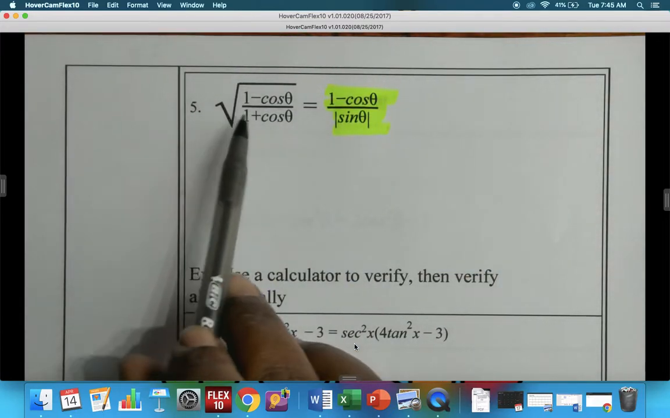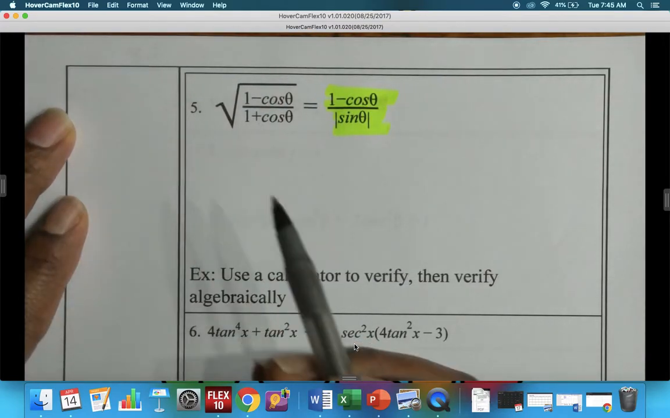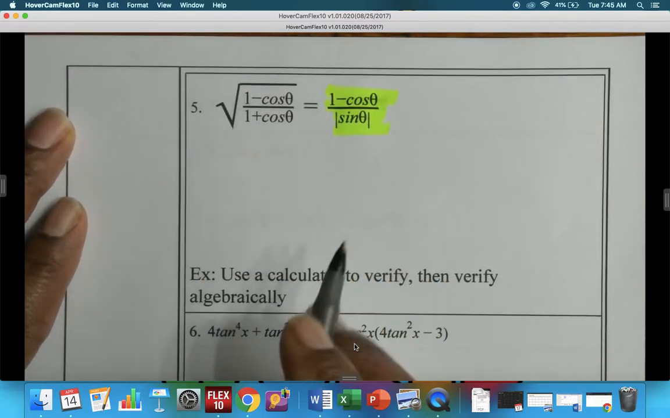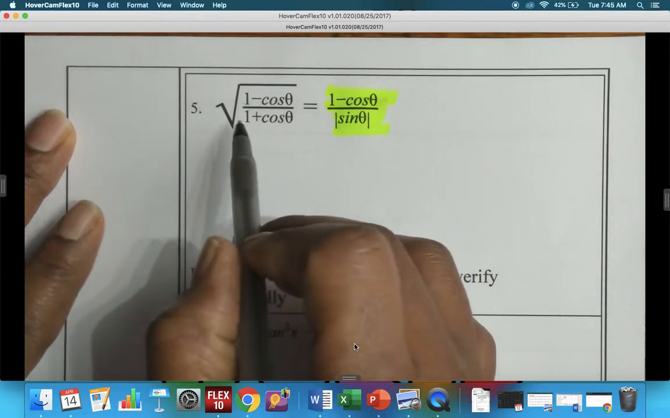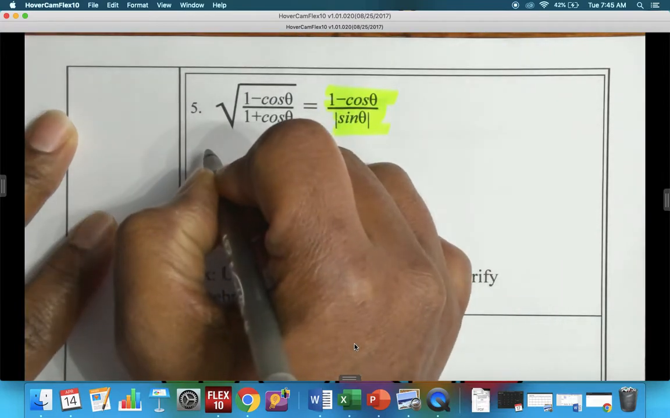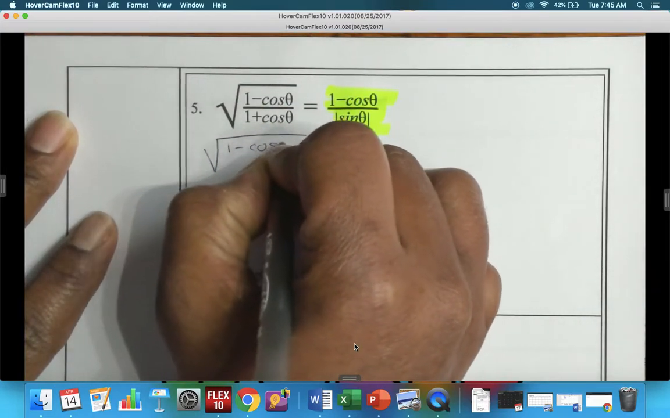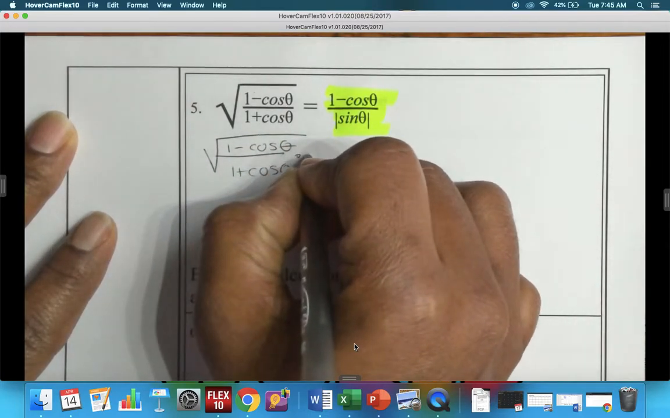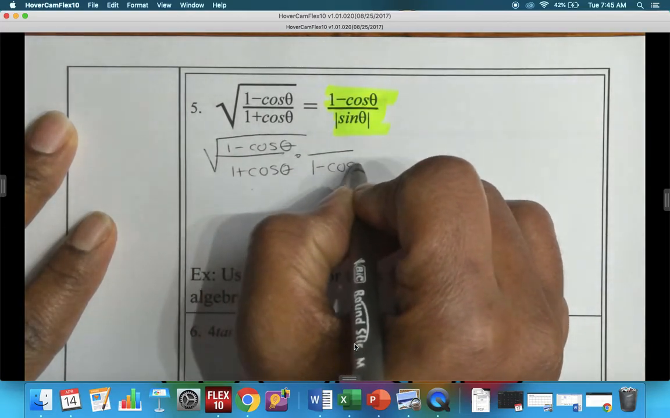So right now we have 1 minus cos theta over 1 plus cos theta. There's not much to do. We can't change it into sine and cosine terms because it's already in those terms. So I would say again, multiply by the conjugate of the denominator just to get some squares in there and possibly use the Pythagorean identities. So I still have this square root, but I'm going to take what I have and multiply it by the conjugate of the denominator. So 1 minus cos theta.